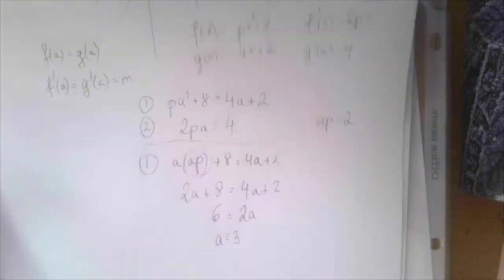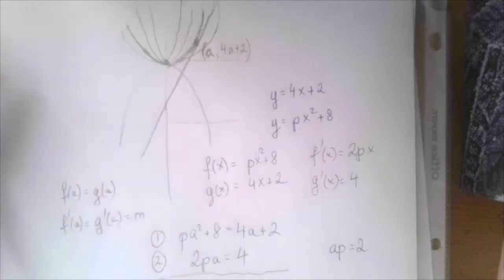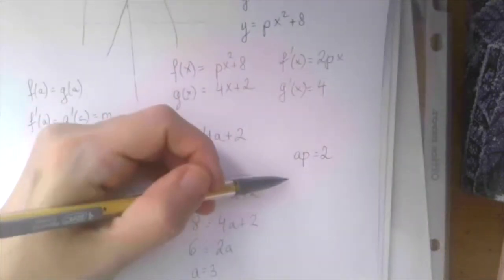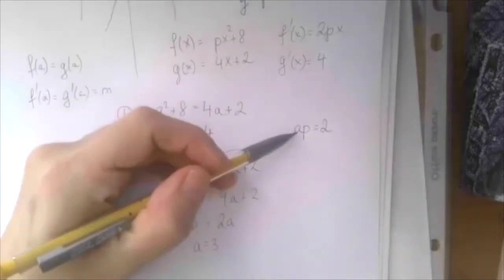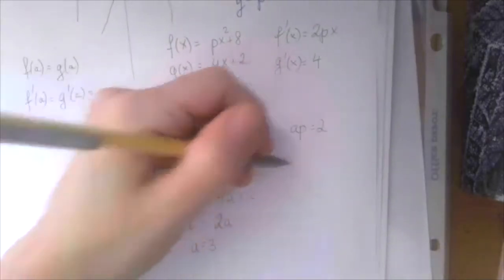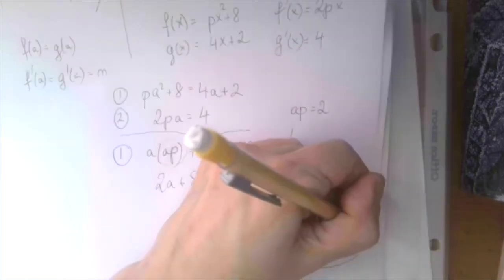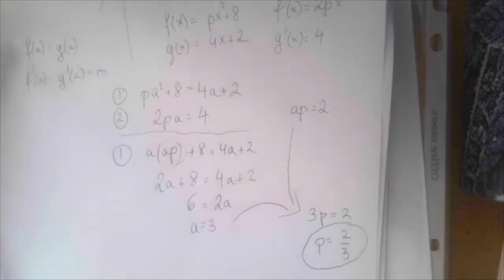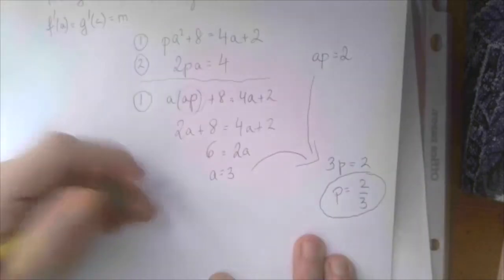Recall that a was the x-coordinate of the point of tangency. We have to find p. But if we go back to the substitution we used, ap equals 2, now we know that a is 3, so 3p equals 2, and therefore p is 2/3. If we have time, we should check. But this is the end of the problem.